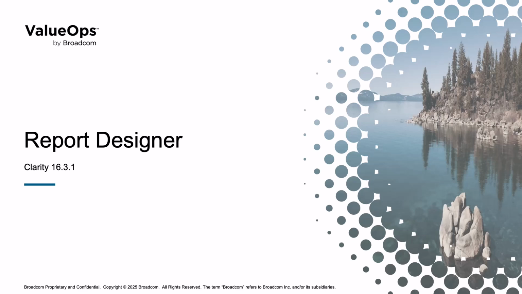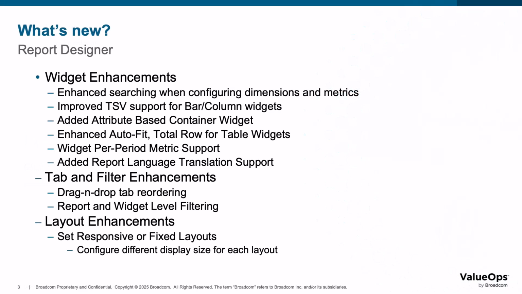And today we're going to cover the new enhancements for the report designer for Clarity 16.3.1. So what's new with the report designer this release? We made a lot of enhancements in the widgets area. We've enhanced the searching when configuring dimension and metric fields. So when we search, we highlight the text that is actually matching, and we also supply the object where that attribute resides in an expanded state so you can actually quickly select the attribute when configuring dimension or metric fields.